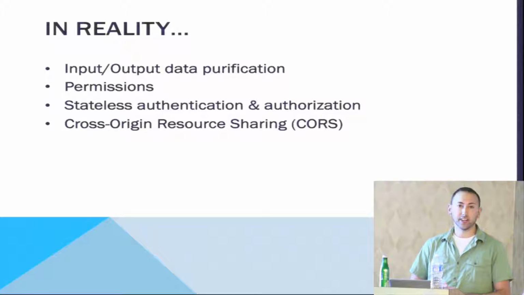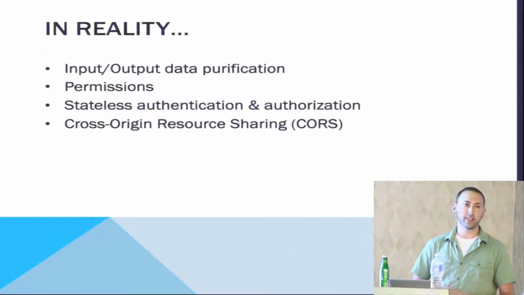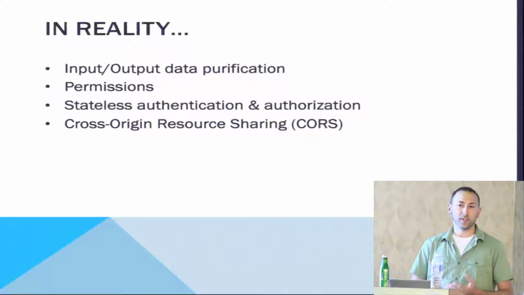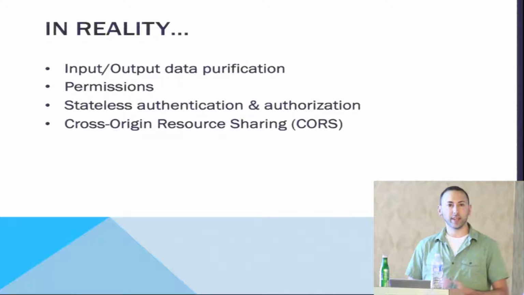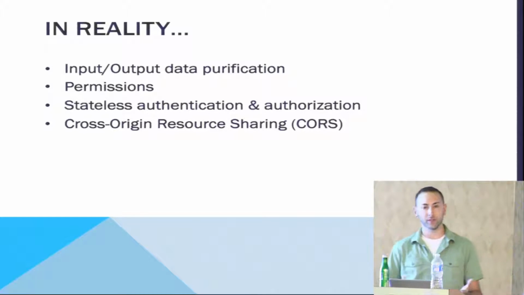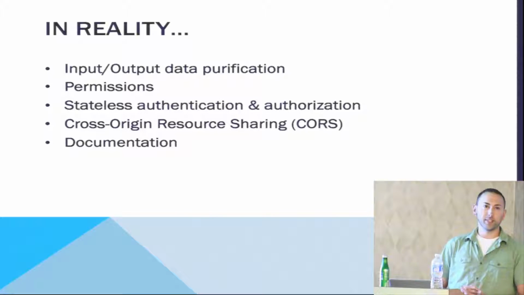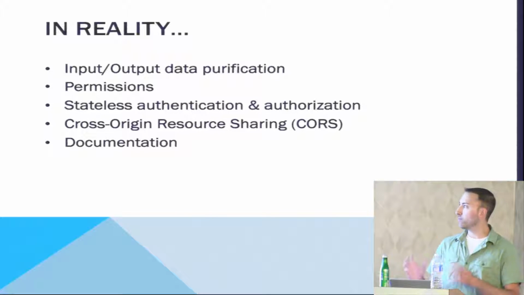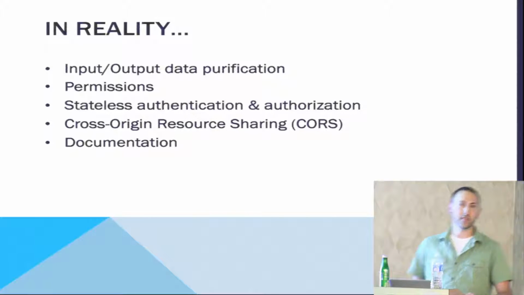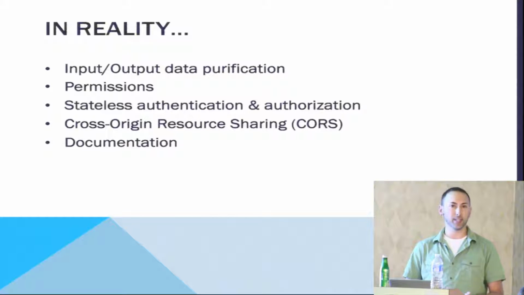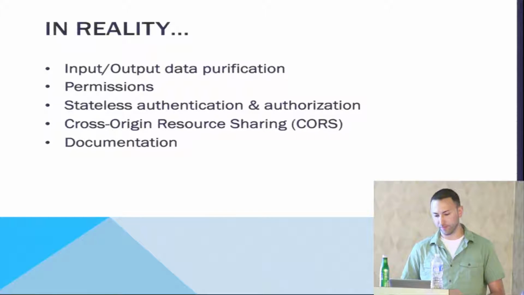Cross-origin resource sharing is kind of fun. When you have front-end clients connecting to you, you need to communicate with them in a way that they can actually consume. Otherwise, the browser's just going to say, hey, we're going across domains. We don't like that. We're not going to allow it. And you really need to think about documentation. It's one of the most overlooked steps, but it's extremely important. And you need to think about how you're going to generate that and keep on top of it in a way that's going to be sustainable.